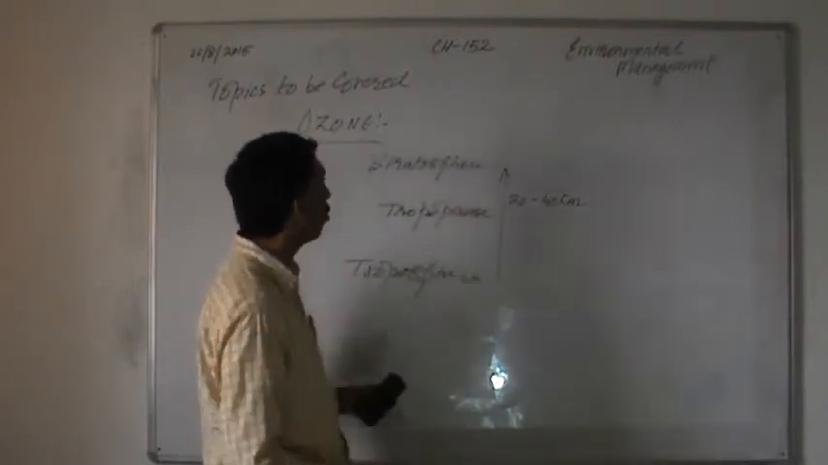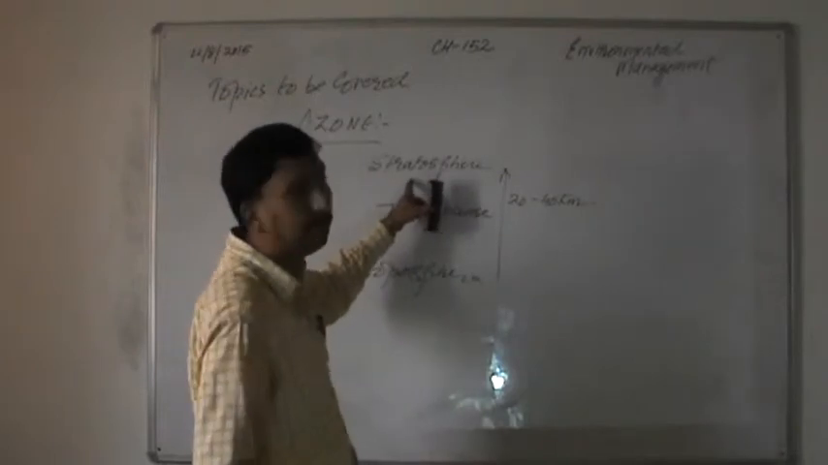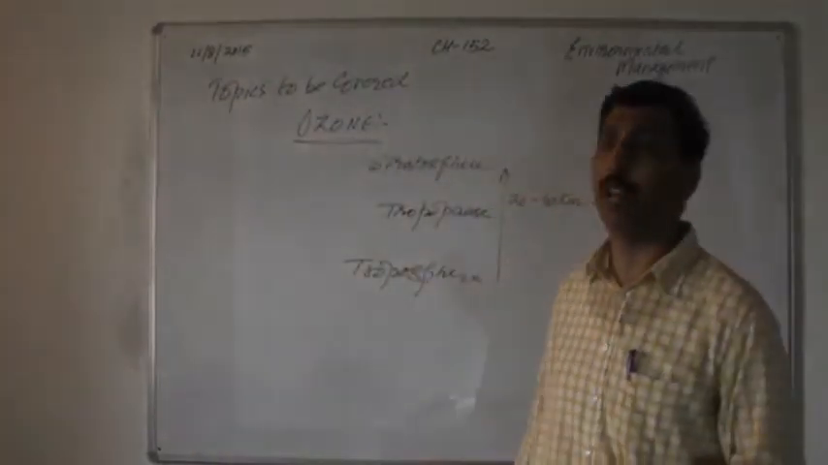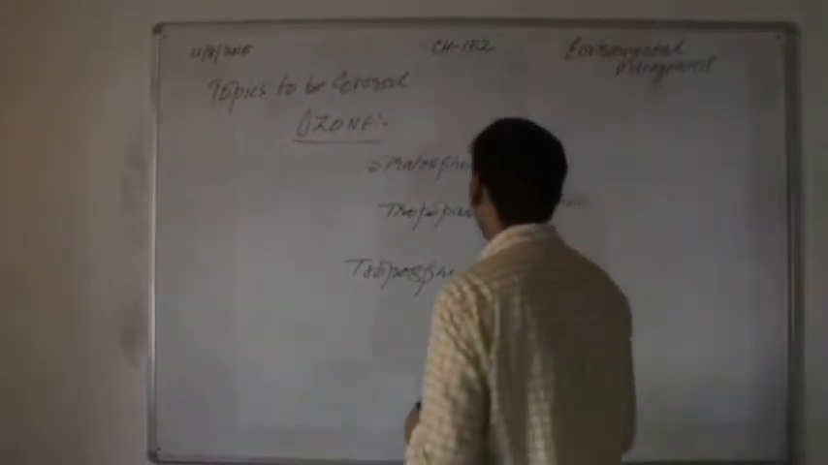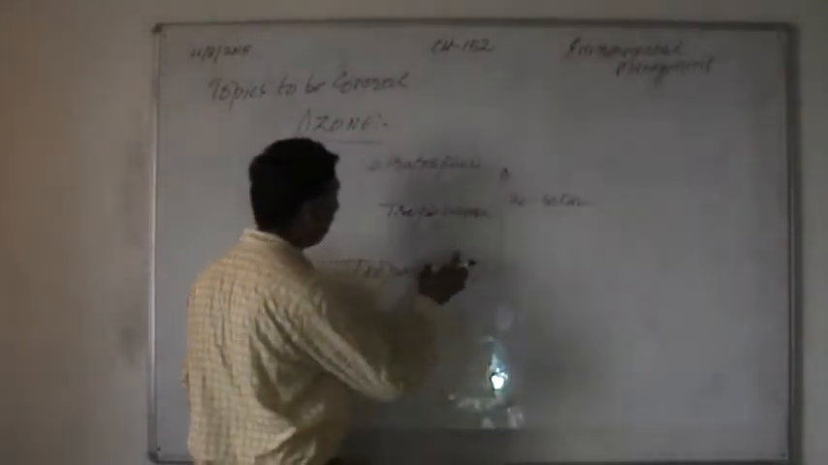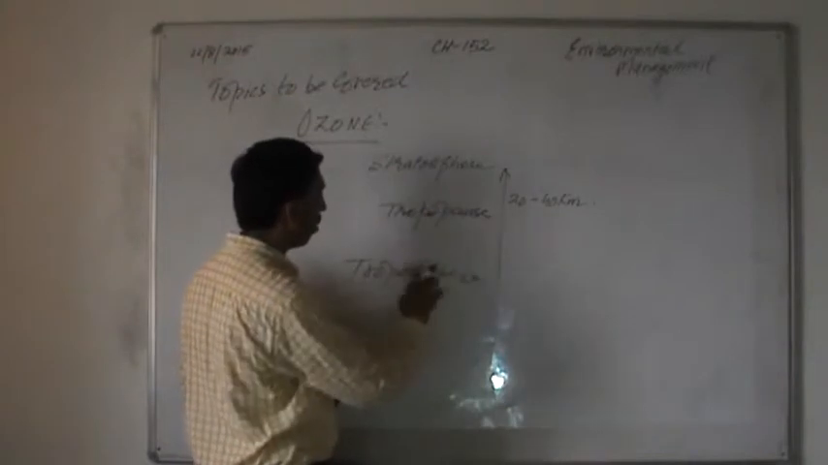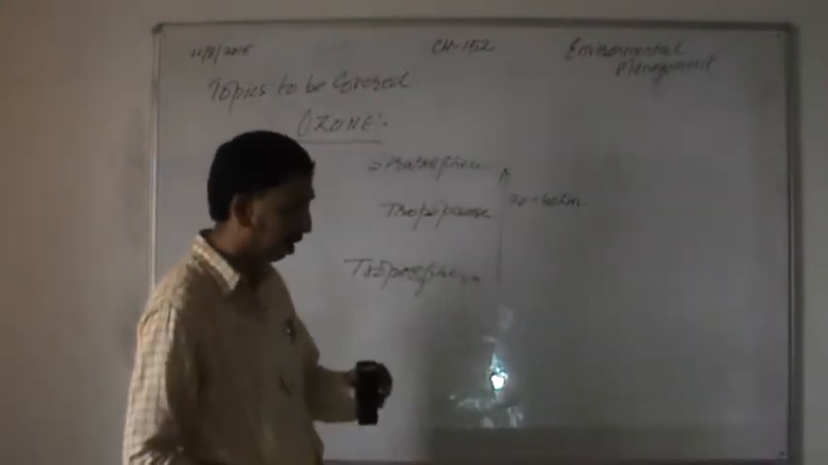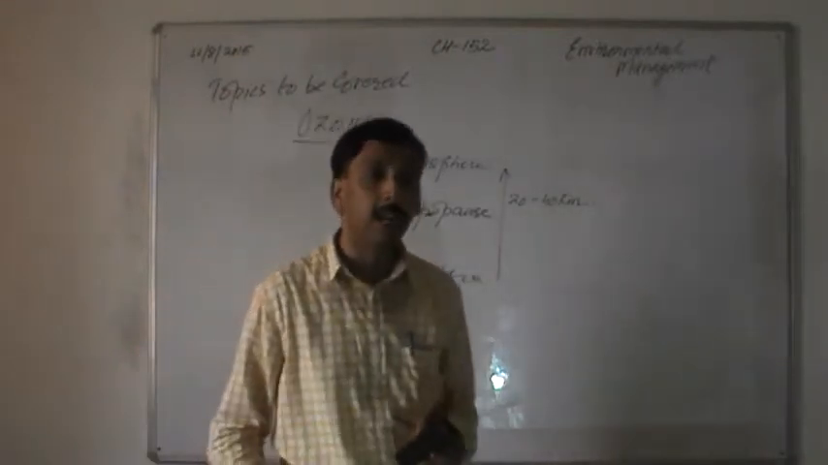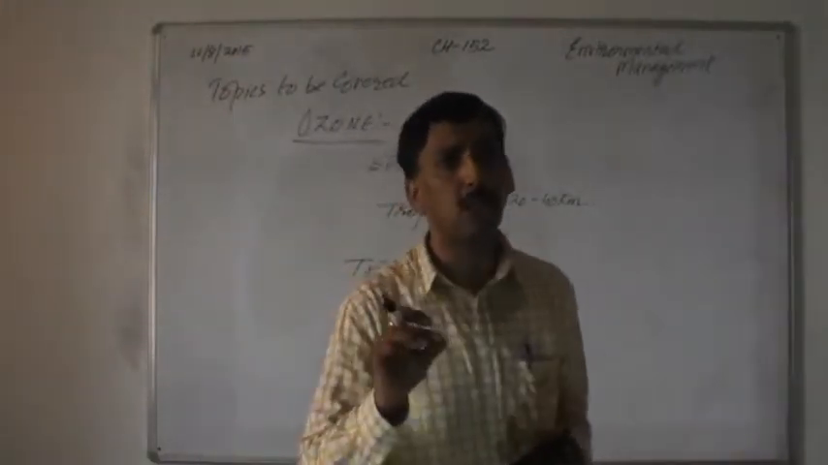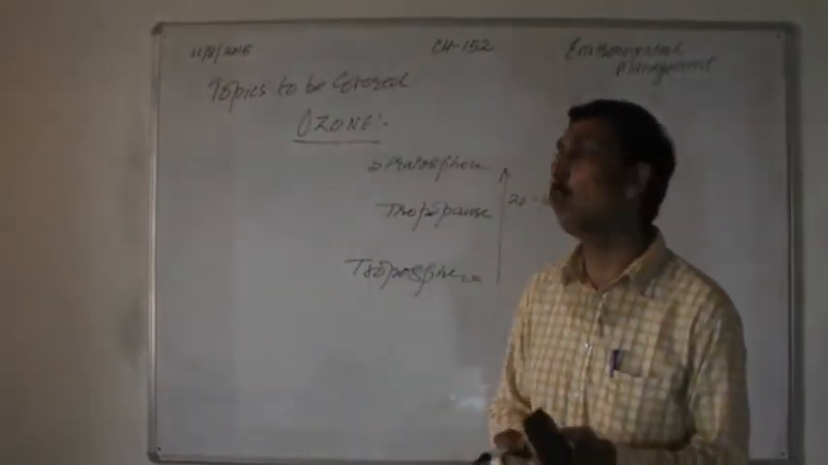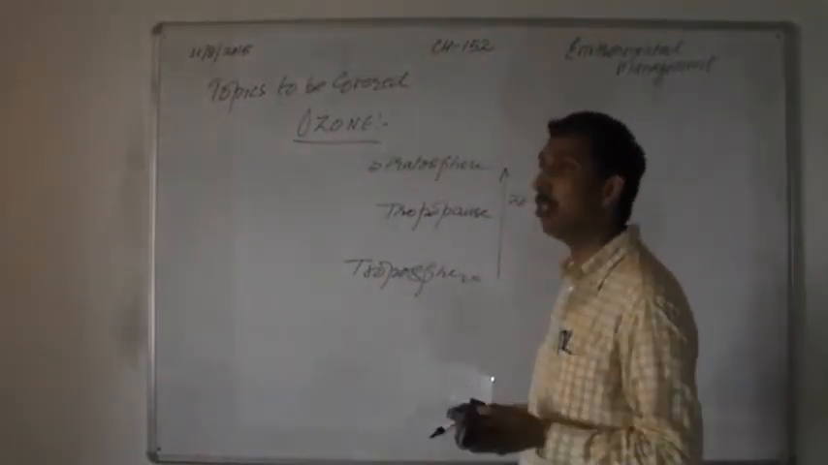Now, supersonic aircraft fly in this region of the atmosphere, near the stratosphere. Most of the climatic conditions are observed in the tropopause and troposphere. Why am I talking about the stratosphere? It is because the maximum concentration of ozone is present in this layer, the stratosphere.